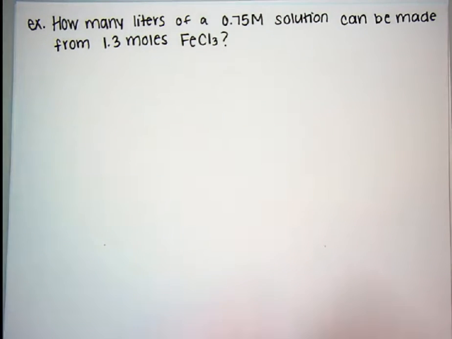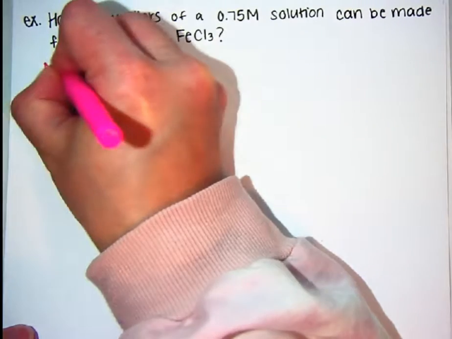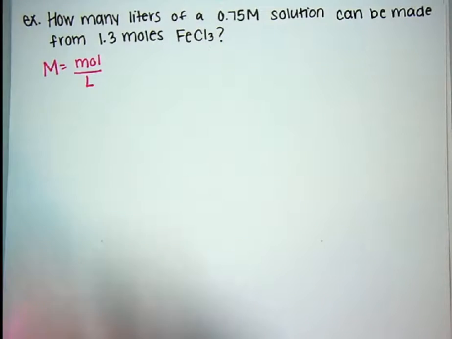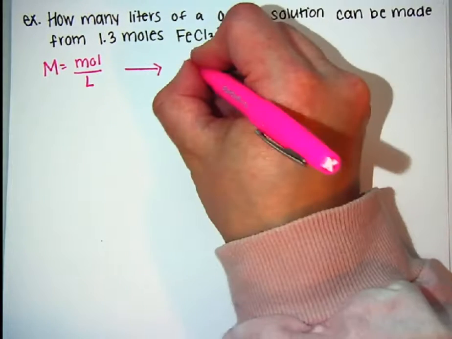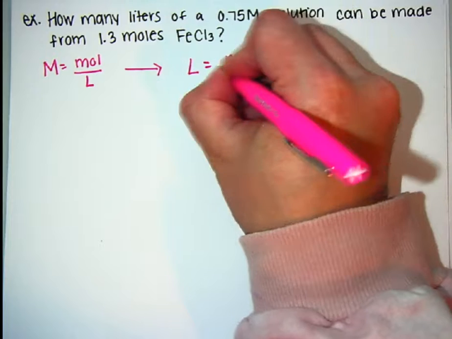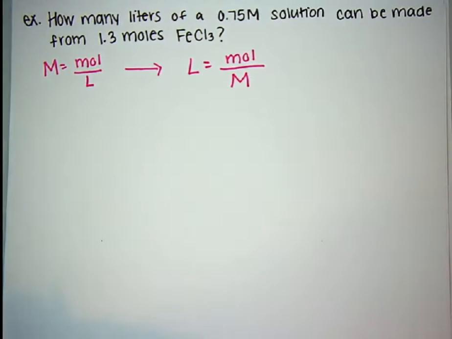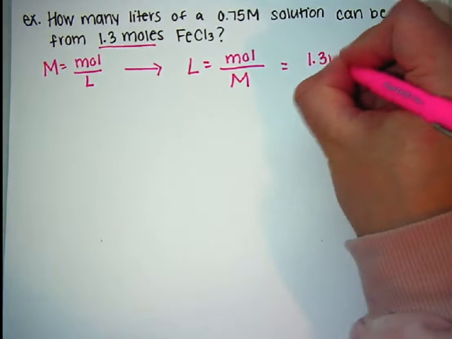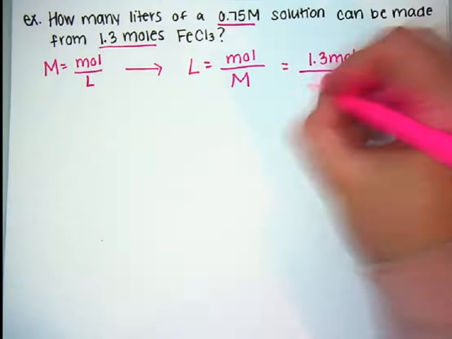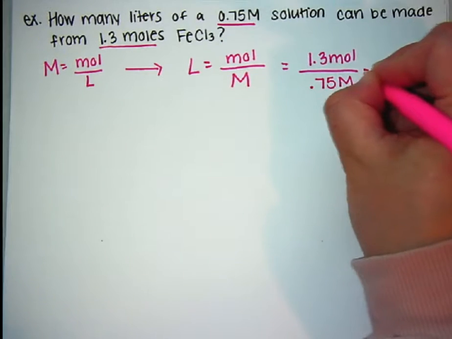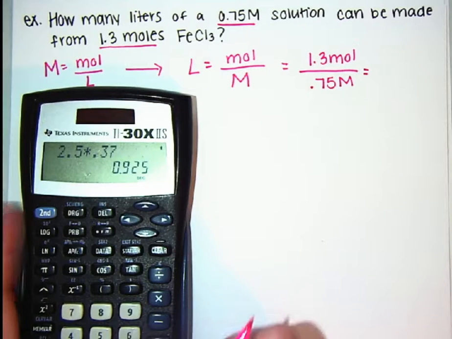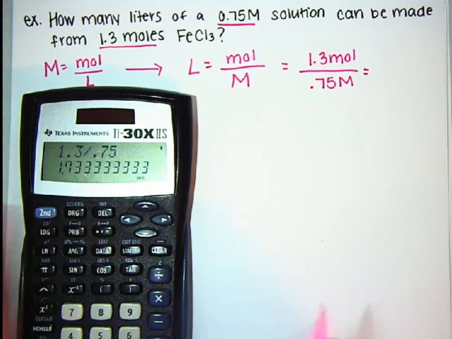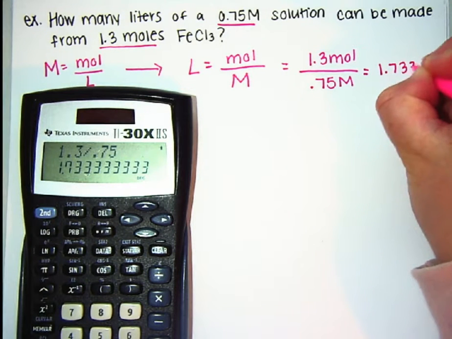So again, we're going to use that same equation. Molarity is equal to moles per liter. But now, if we're going to rearrange this equation to solve for liters, liters would be equal to moles divided by molarity. So now let's solve. I have 1.3 moles divided by a 0.75 molar solution. Let's take 1.3 divided by 0.75, and I get 1.73 repeating.